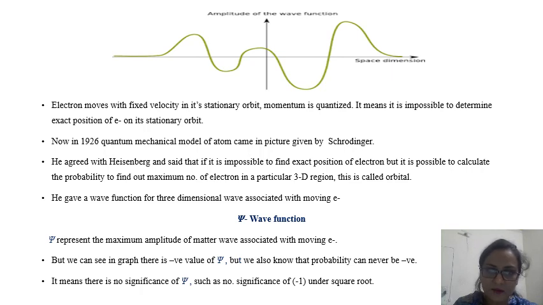You can see here, psi represents the maximum amplitude of the matter wave associated with a moving electron. But we can see in the graph there is a negative value of psi also. But we also know that probability can never be negative. It means there is no significance of psi, just as there is no significance of the square root of -1.